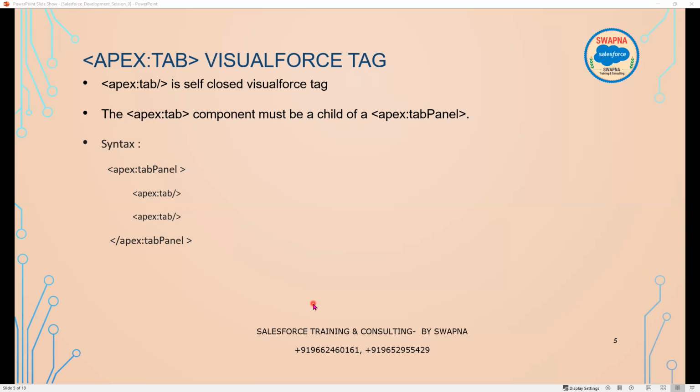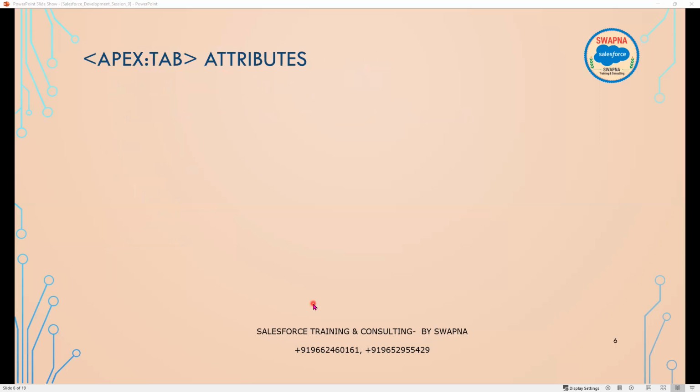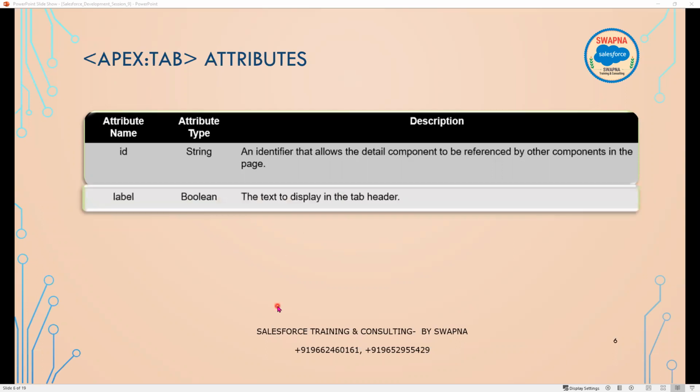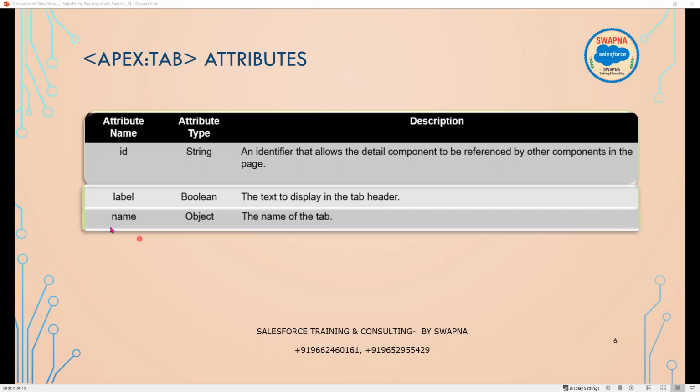Okay, next we will see the attributes. Attributes are normally ID. We know that ID is the identifier. Then we will talk about the label. Label equal to whatever data or text we want to display on the tab. We will mention label equal to the text to display in the header. And then we will specify the name of the tab in the name attribute.